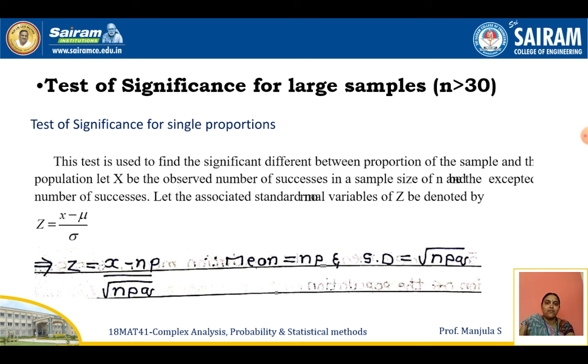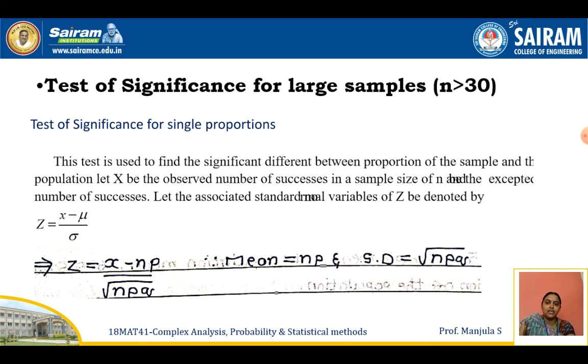Next, test of significance for large samples. Large samples means here the n value will be greater than 30. Then only we are going to call them large samples. Test of significance for single proportions. This test is used to find the significant difference between the proportions of the sample and the population. Let x be the observed number of successes in a sample of size n. Let the associated standard normal variate z be denoted. Already I gave the formula for this z, that is x minus mu divided by sigma. This formula you have to remember.